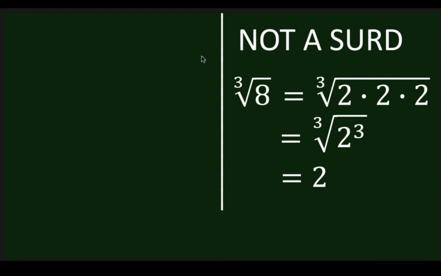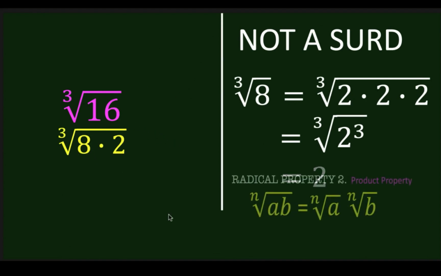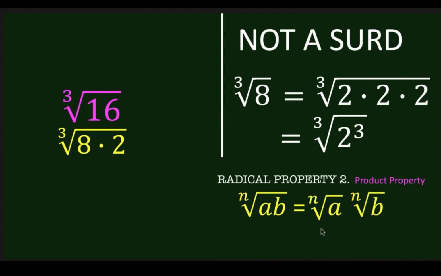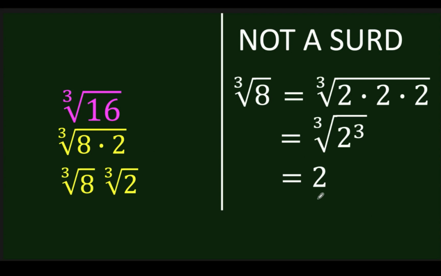Suppose we have the cube root of 16. Is it a surd or not? Let's simplify it. The radicand 16 can be written as 8 times 2. Using the product property of radicals, since we have factors 8 and 2 under the radical, we can split it into two radicals, each with the same index 3. The cube root of 8 has a value of 2, so we can replace it with 2. The result is 2 times the cube root of 2.